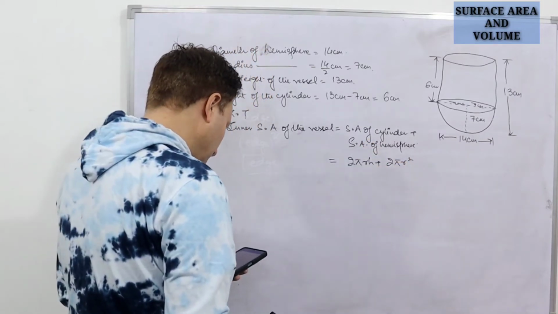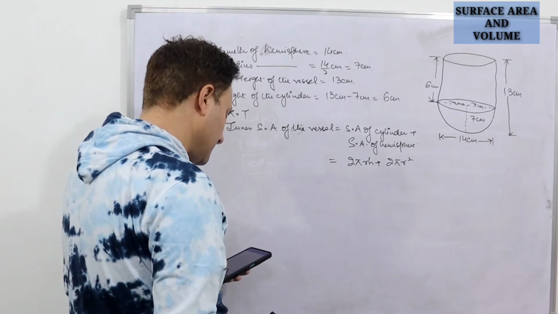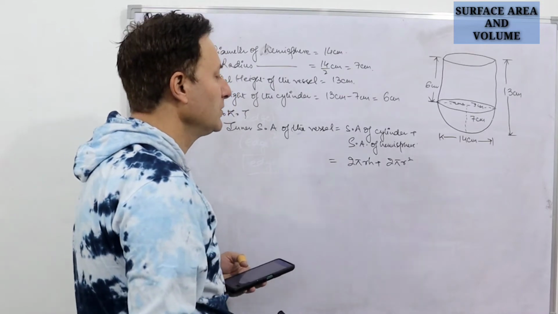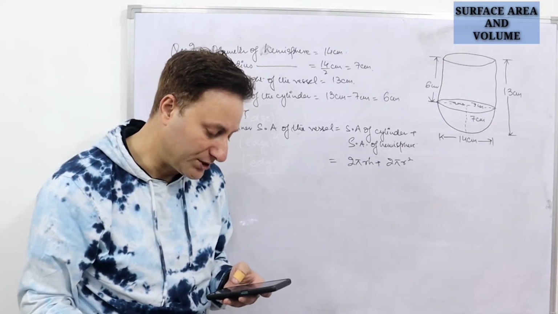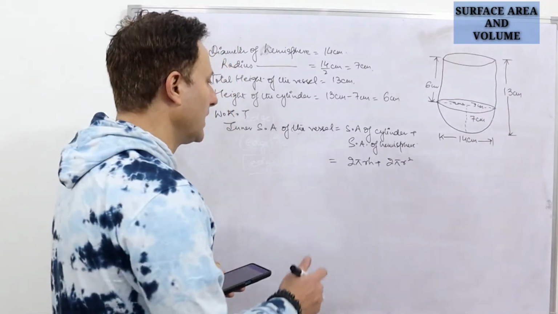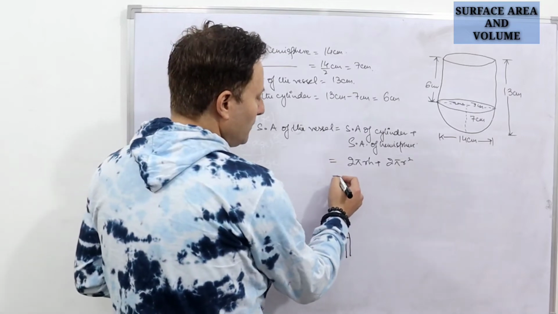One thing we need to check is whether the value of pi is given. Yes, in the question the value of pi is given as 22/7. If it is given, use that. Now what are we going to do?